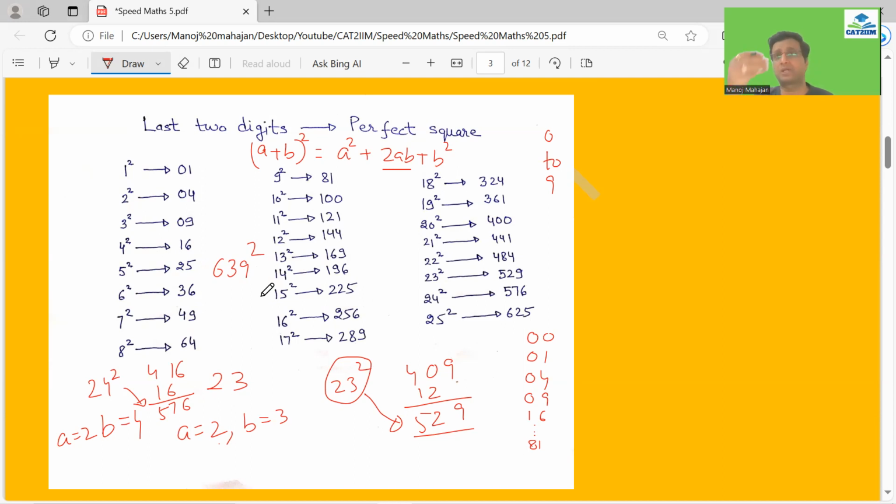Even we have to multiply 2 into 63 into 9, which would be a bit challenging. So we are going to look how to answer 639 square, 167 square. So make sure that you watch the video till the end. Now there is one more approach to this problem.